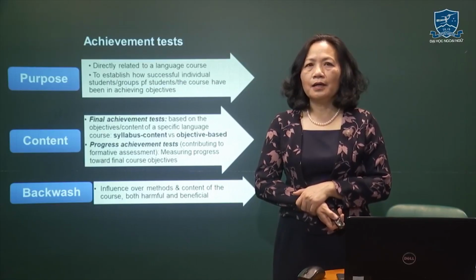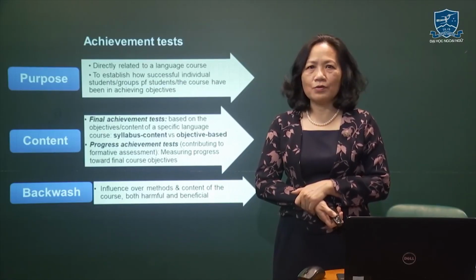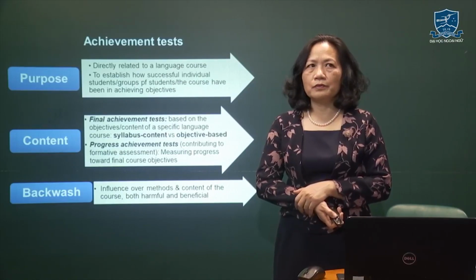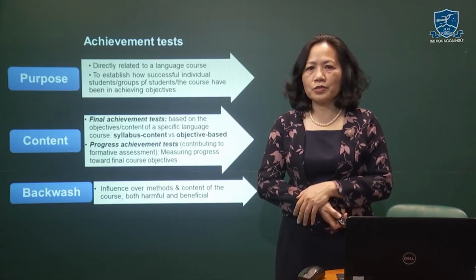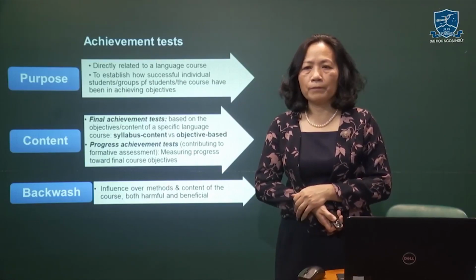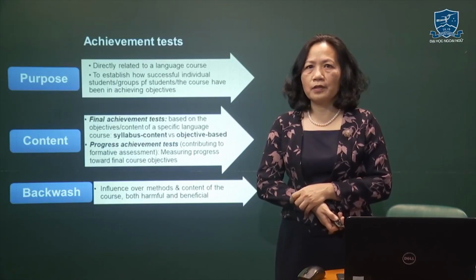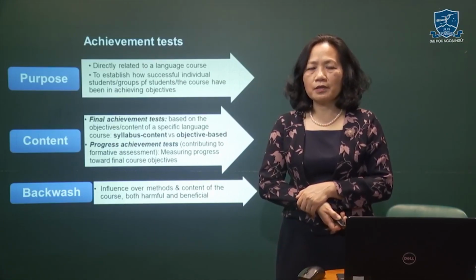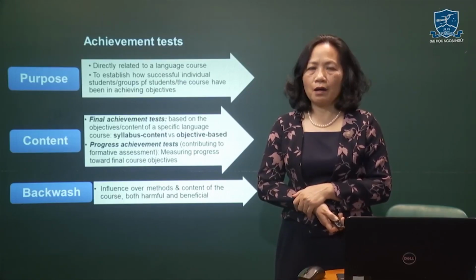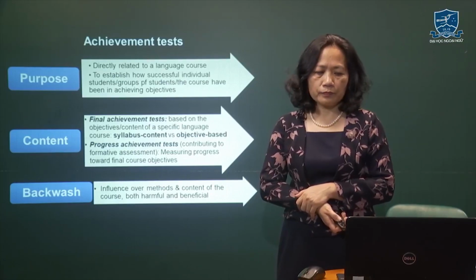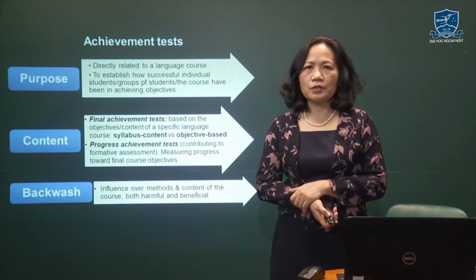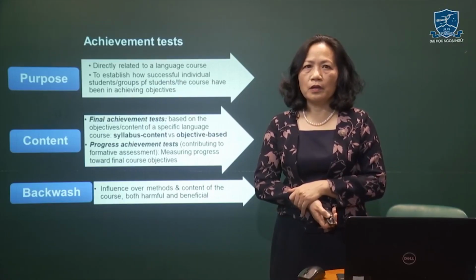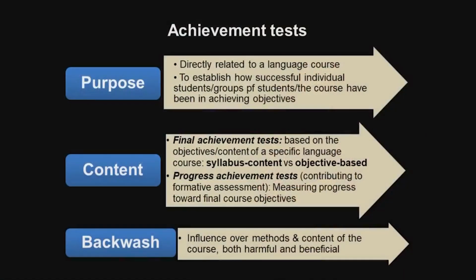And then it will take more time and it's more difficult, because from the objectives you have to think about the content yourself. You have to choose the content yourself, not from the syllabus, but the content that you think can match the objectives of the course. So these are the two approaches to choose the content for an achievement test, especially the final achievement test.